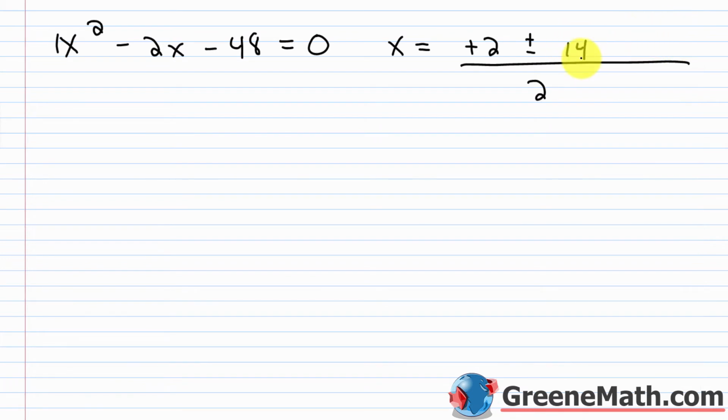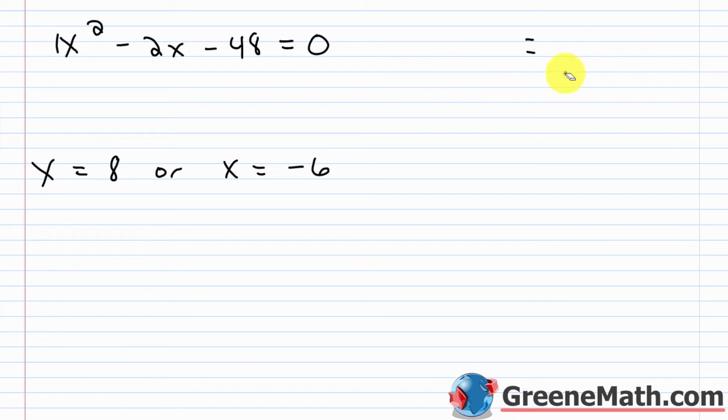So my two solutions would be x is equal to 2 plus 14 is 16. 16 divided by 2 is 8. Or x is equal to 2 minus 14 is negative 12. Negative 12 divided by 2 is negative 6. So x either equals 8 or x equals negative 6. Okay, so let's take this down to the number line.